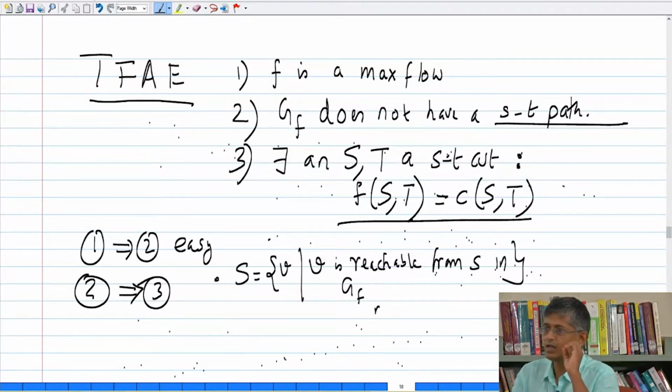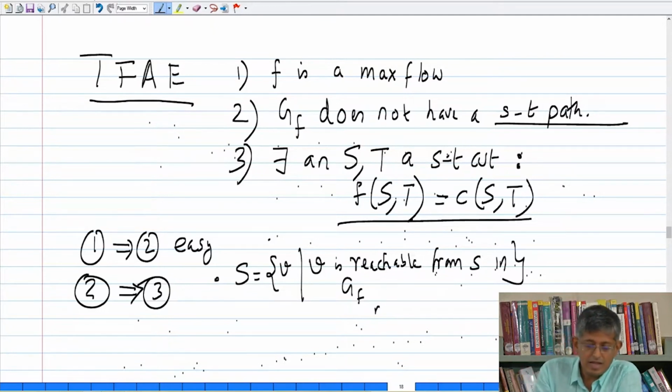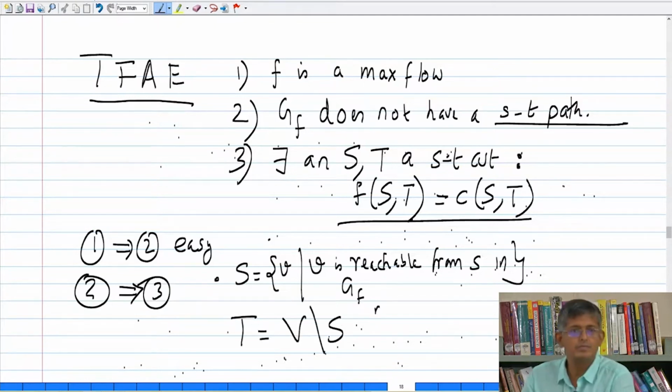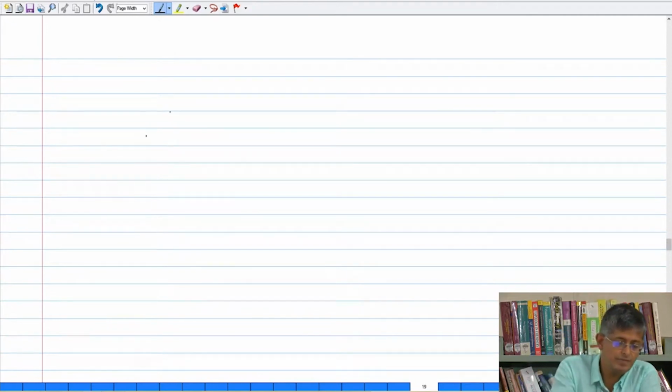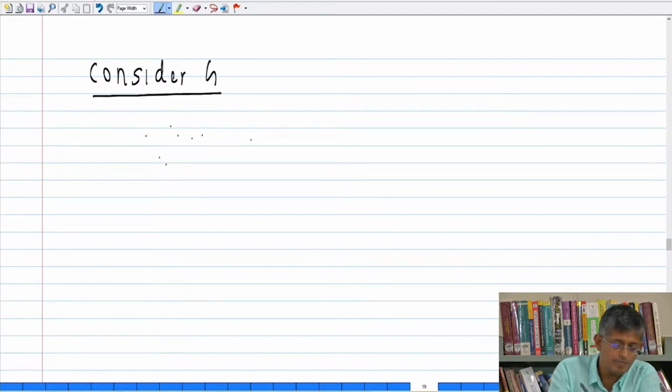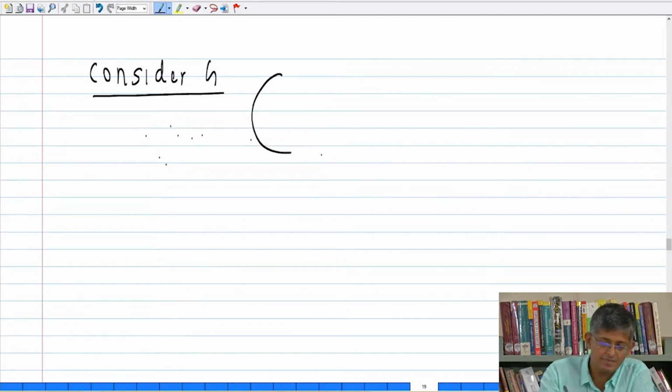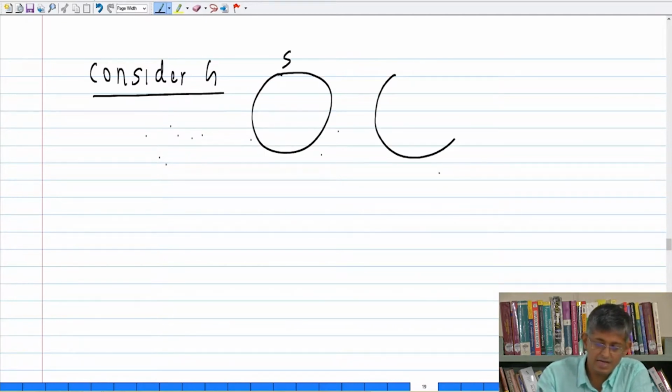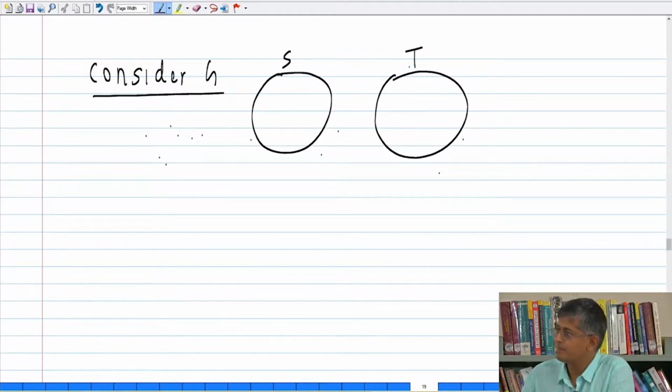So you take this residual network, take all the vertices which are reachable from S in G_f, and T is equal to V minus S. Now let's go to G. Consider G, consider S and consider T.